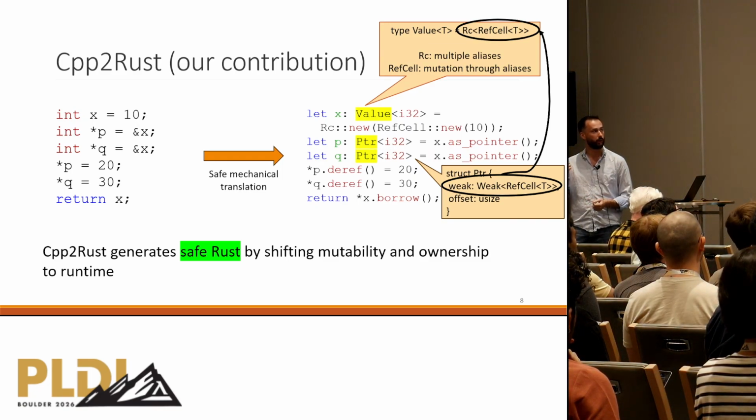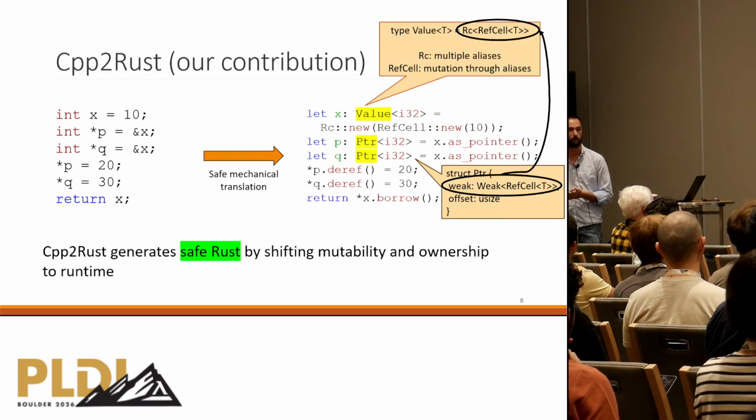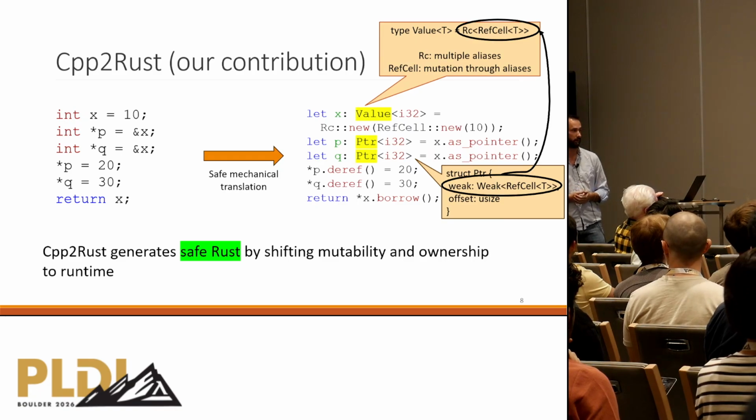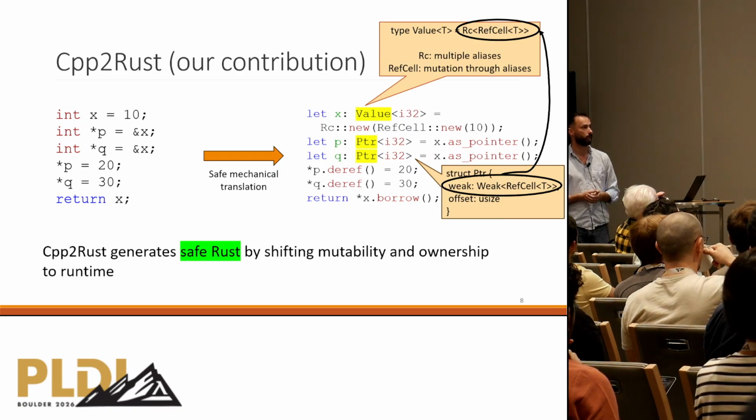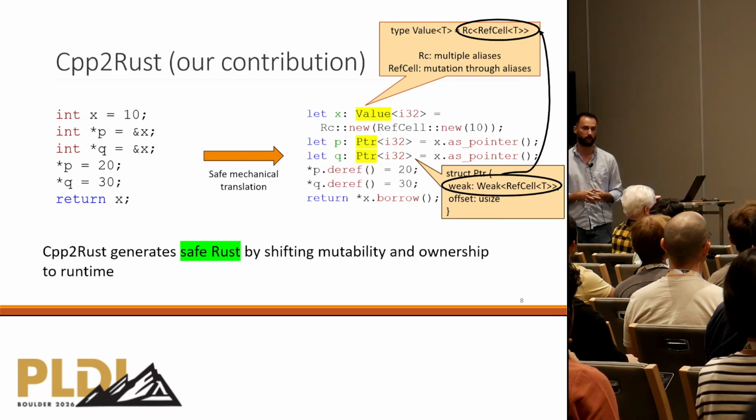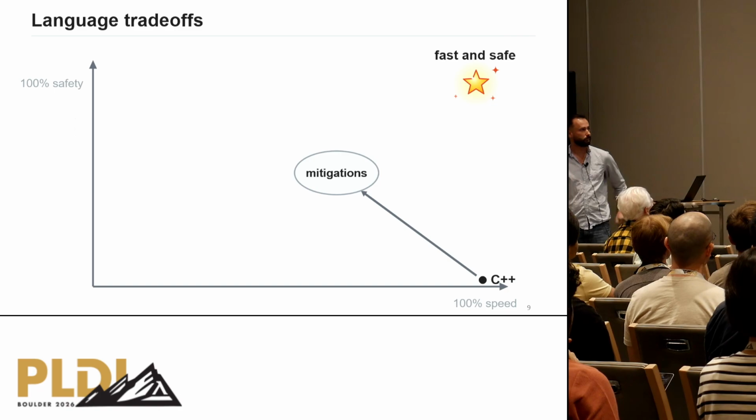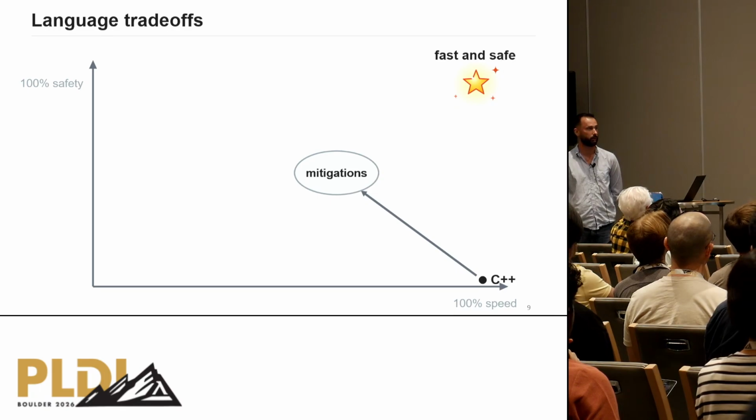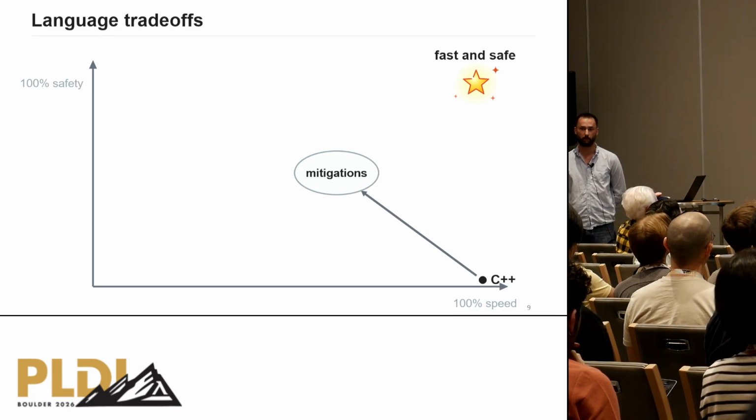Because on one hand, we need to check that the weak reference still points to a valid Value. And on the other hand, we need to check that we can do mutations through the RefCell at that point in time. In this example, both checks pass, so the code is translated perfectly fine. This is the core of C++2Rust, the Value and the Ptr types. These enable our safe Rust translation. And to better understand the differences between our strategy and the current strategies, take a quick look at this plot.